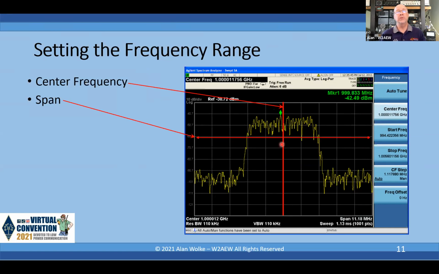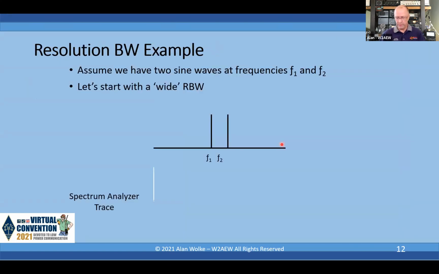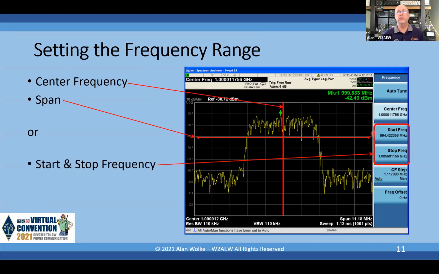Now, again, sometimes it's more convenient to set the start and stop frequency as opposed to setting the center frequency and span. And many analyzers will allow you to do that because that might be more convenient depending on what type of measurement you're making. So generally the analyzers will allow you to pick and choose how you define the frequency range you're going to measure.